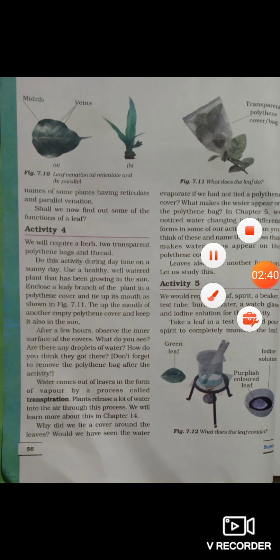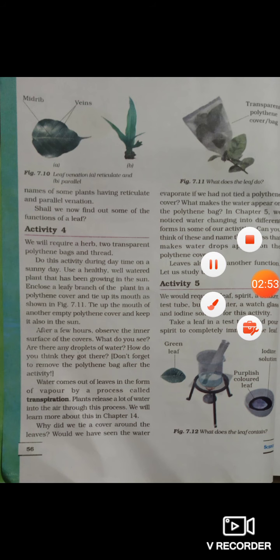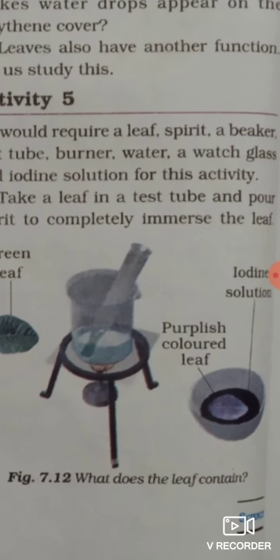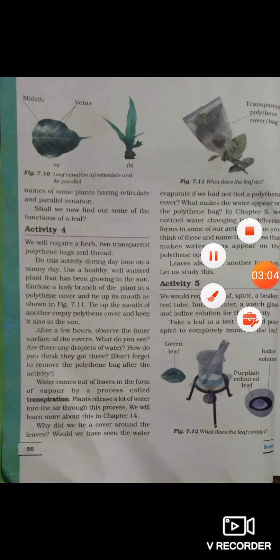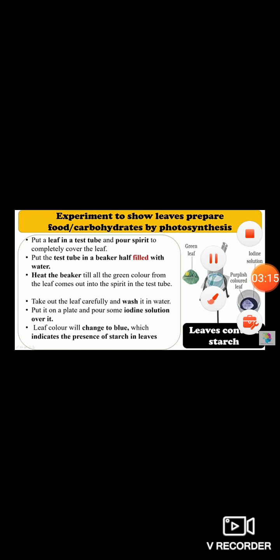Now with the help of an experiment, we will try to prove that leaves carry out photosynthesis and prepare carbohydrates. We have studied in chapter 2 that to test the presence of carbohydrates or starch, we can perform the iodine test, right? So we will perform this iodine test on our leaf. But before that, we know that our leaf is green colored, and if we put iodine solution over it, we cannot clearly observe the color change because it is already colored.